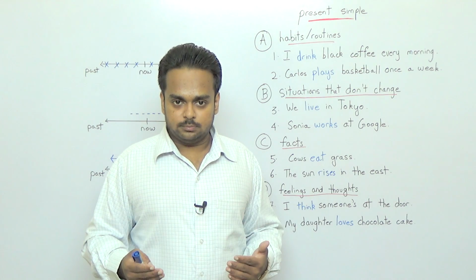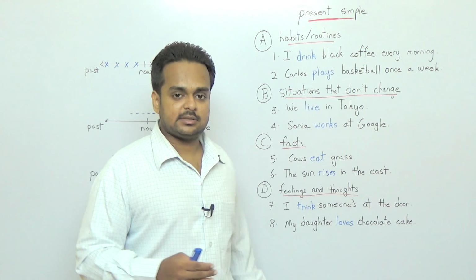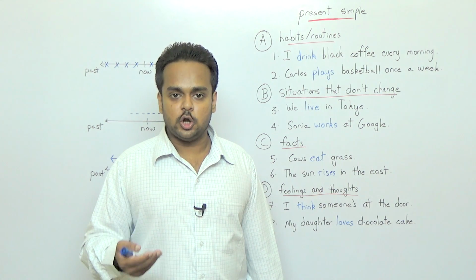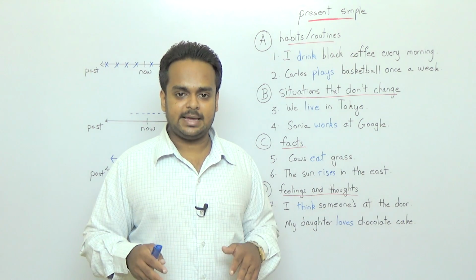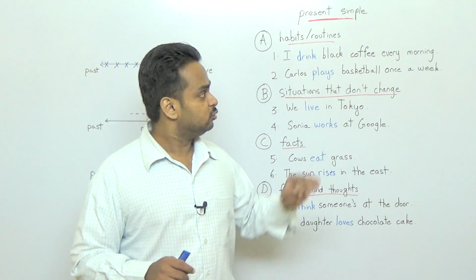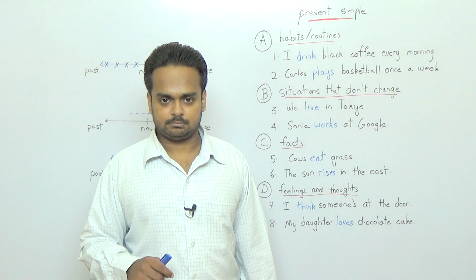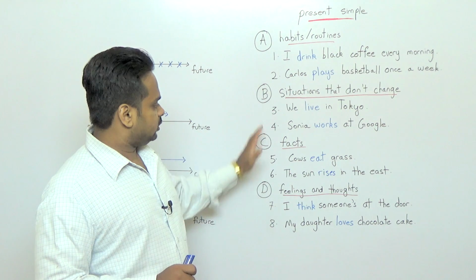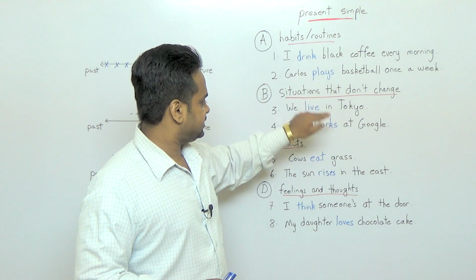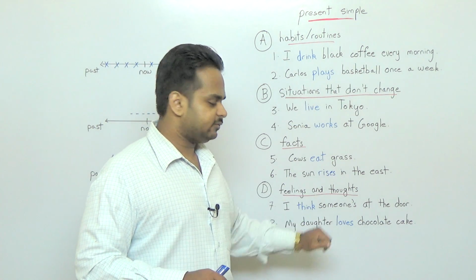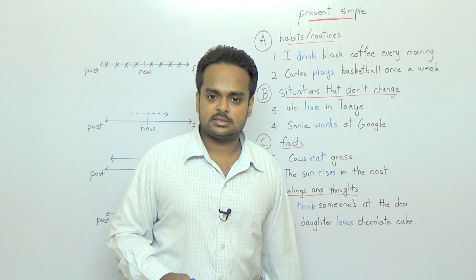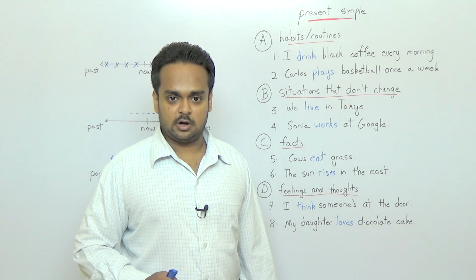There are other verbs about thoughts and feelings that we use in the present simple, like agree, disagree, understand, know. And feeling verbs like love, hate, prefer, want, etc. For all of these, we use the present simple tense. All right, now, if you look at all these sentences, you will notice that some verbs have S, like plays, works, rises, loves. But some verbs don't have S: drink, live, eat, think. Why is that? Well, let's talk about that now.